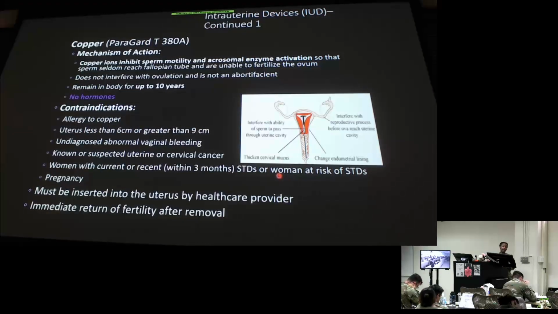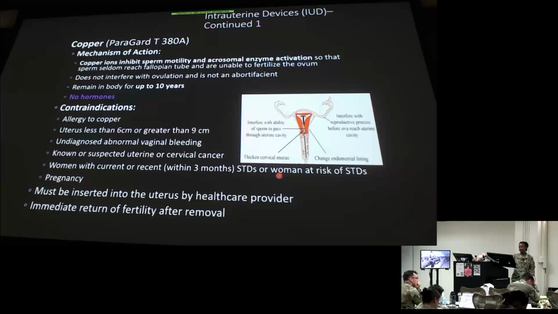Looking at our copper or our Paragard, the only one that we have right now, essentially what's happening is those ions from the IUD are stopping the motility of the sperm, and therefore they're not going to be able to go where they need to go. And then you don't have the fertilization of the egg.